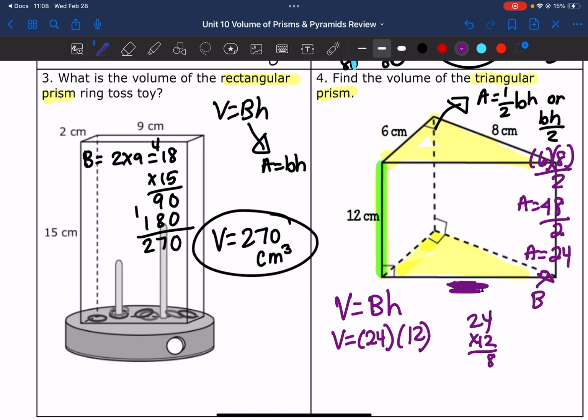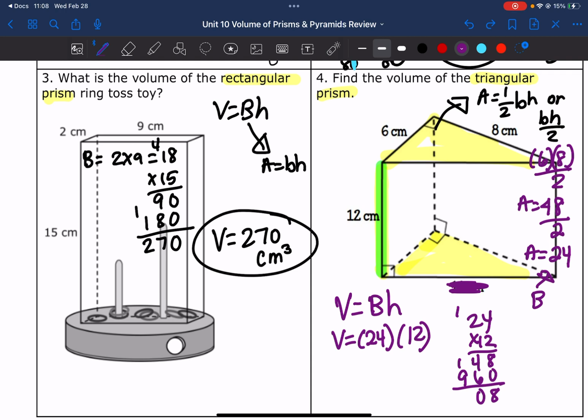4 times 4 is 16, 4 times 2 is 8, plus 1 is 9. Let me just check real quick. I think I wrote the wrong thing. I did. I couldn't see what it was. Okay, let me do that again.